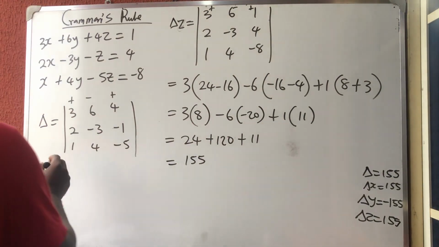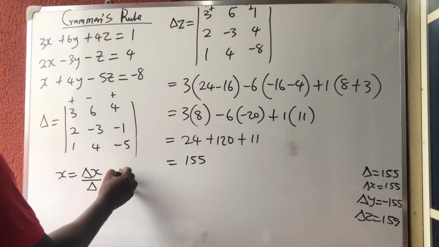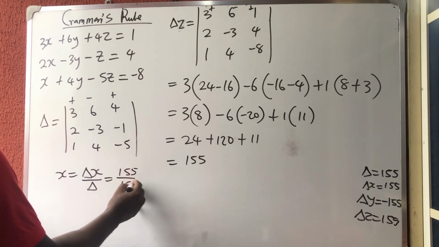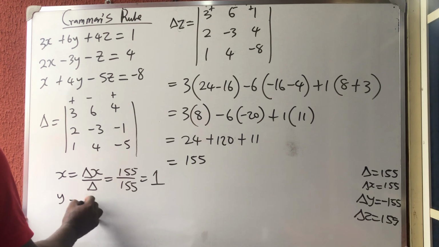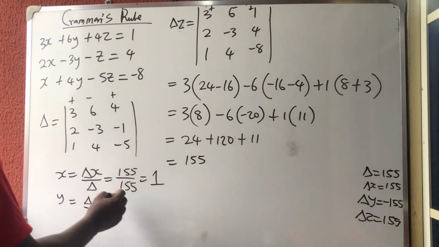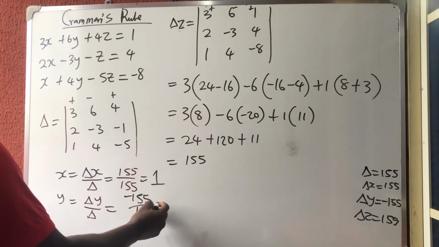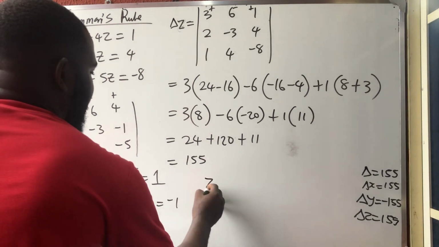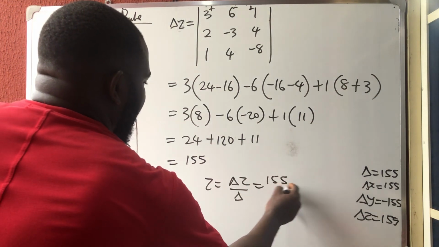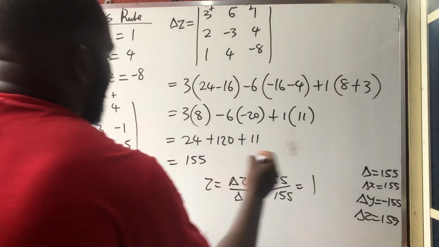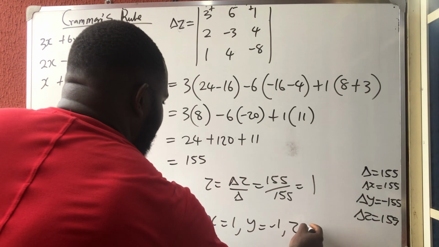So I told you that my x is simply change in x over change, which is what? 155 over 155. So my x is 1. So my y is simply change in y over change, which is what? Minus 155 over 155, which is what? Minus 1. So my z is simply change in z over change, which is what? 155 over 155, which is what? 1. So therefore my x is 1, my y is minus 1, and my z is 1.